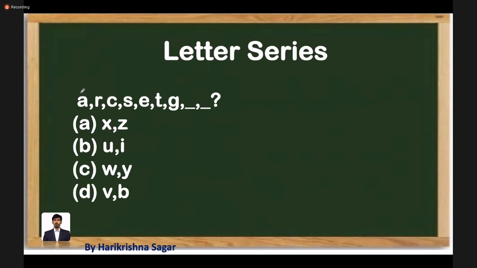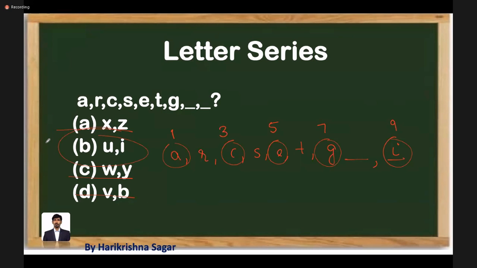Let's look at one more. A, R, C, S, E, T, G. So look at this. A and C and E and G. These letters are following a pattern. What is the pattern? A is the first alphabet, C is the third alphabet, E is the fifth alphabet, G is the seventh alphabet. The next one is the ninth alphabet. That is going to be I. The answer should end with I. Mark it as option B.